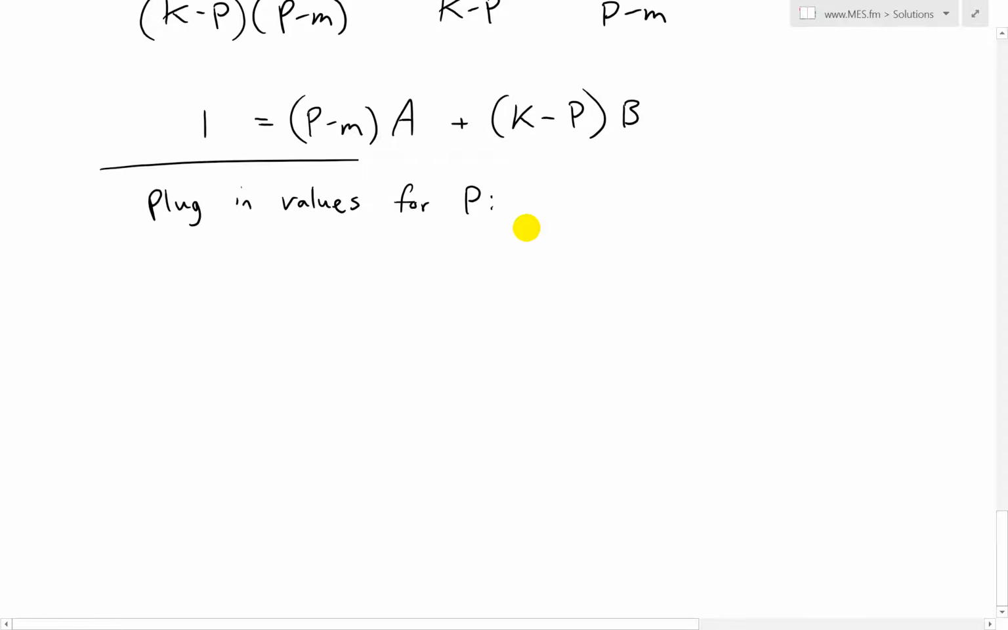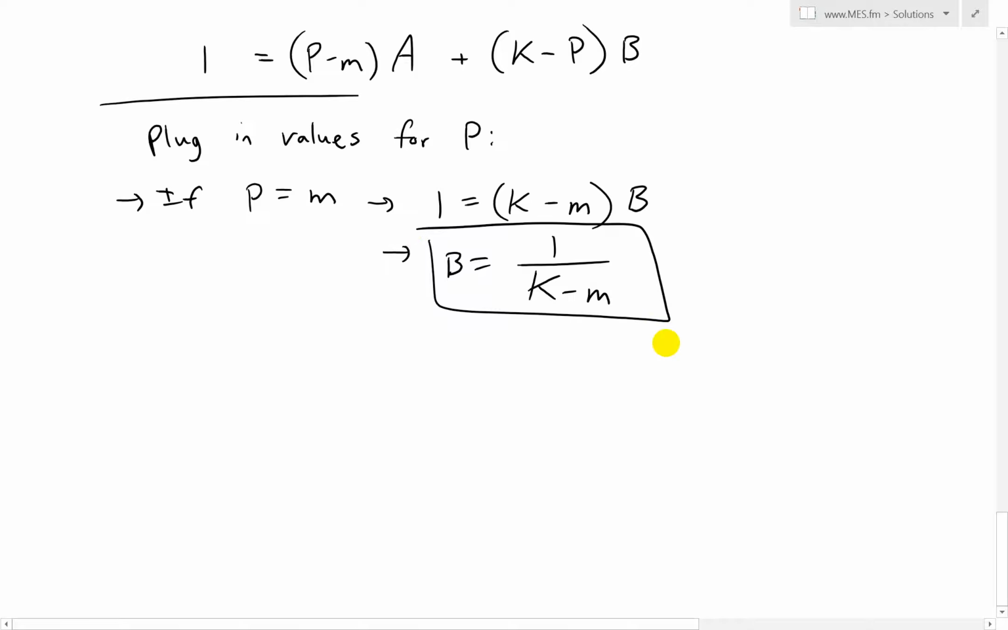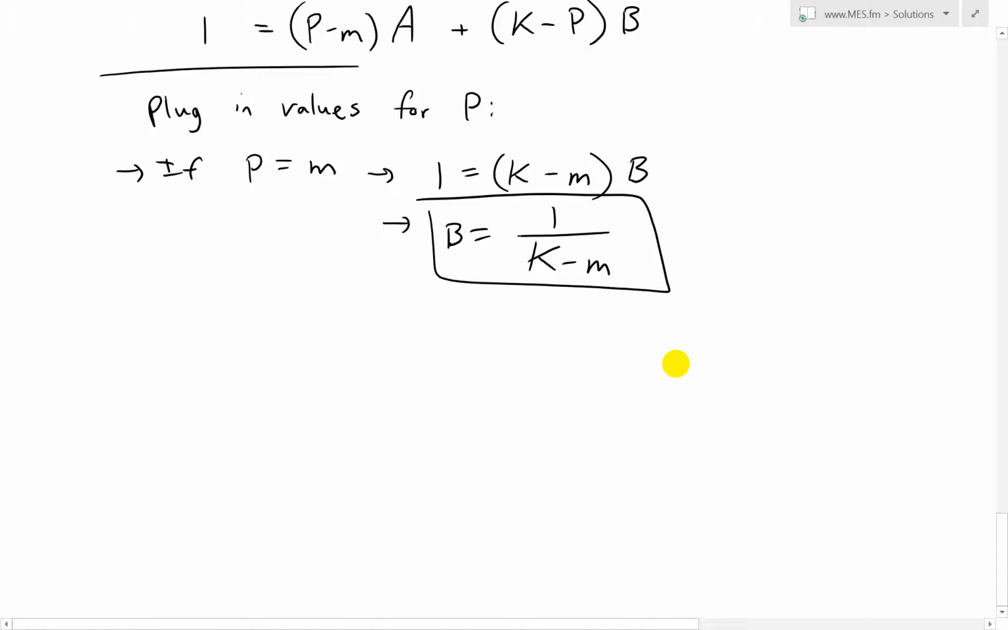So to get rid of this A, we'll write p equals m. If p equals m, this becomes 0. So what we end up having is 1 equals 2, this goes to 0, and then we're left with K minus m, because p is m, times B. So this means B is equal to 1 over K minus m. And remember, B is a constant, so it's always like that regardless of the value of p.